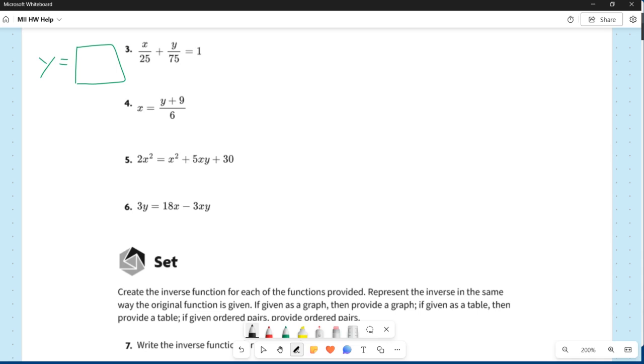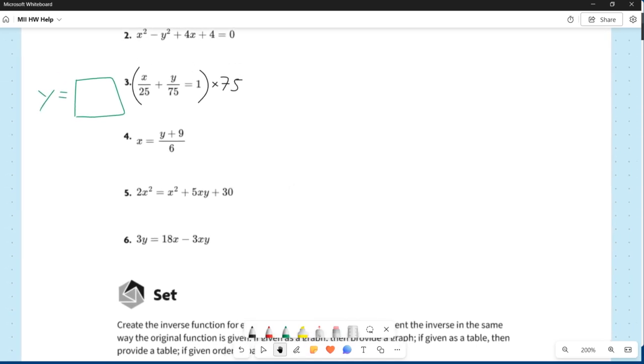The 75 is being divided, right? So it's y divided by 75. If I want to undo that, I'm going to do the inverse of division, which is multiplication. So I'm going to take my entire equation, the left and the right, and multiply by 75. I'm allowed to do this. I can take an equation and multiply by a scalar, in this case 75, and as long as I do it to both sides, that's fine.